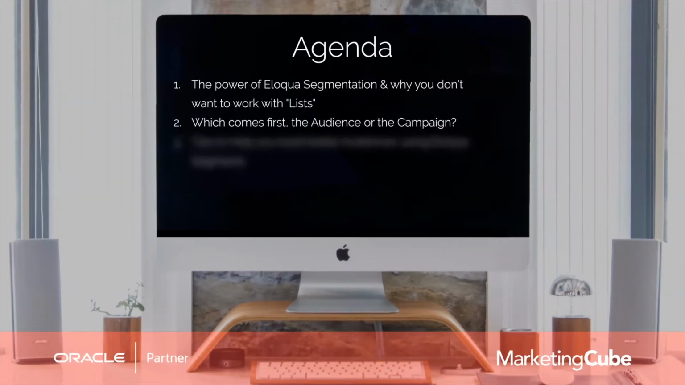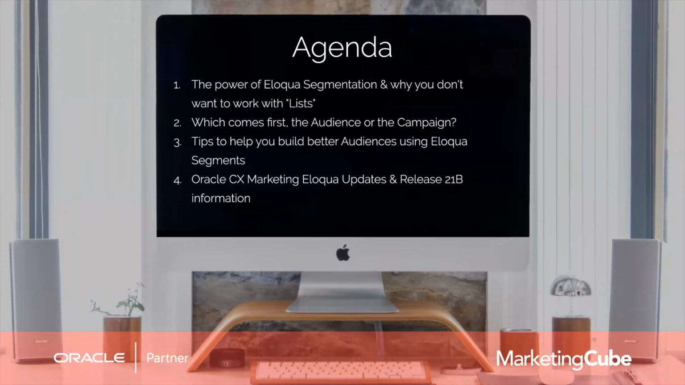So the agenda, one, the power of Eloqua segmentation, or why you don't want to work with lists. So we'll talk about that mentality and what that means and how we can perhaps get more out of our campaigns by thinking further about the power of the segmentation. Which comes first, your audience or the campaign? We'll also look at some tips to help you build better audiences within Eloqua using the segmentation tool. And then also just have a quick look at any recent updates that have occurred.